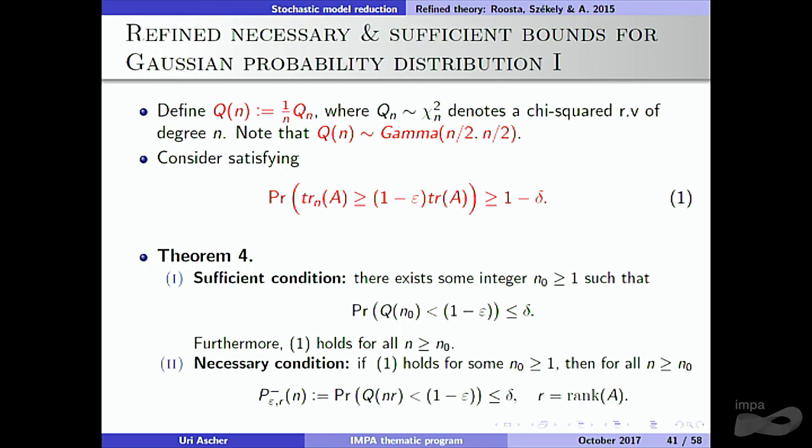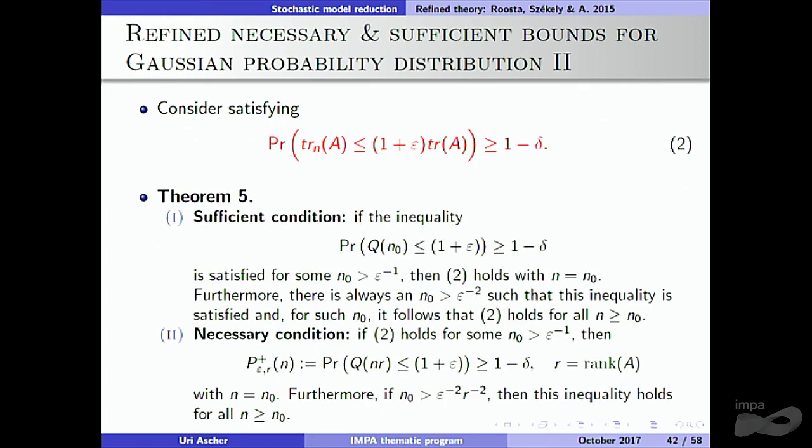It turns out that there's a theorem that Fred and Gabor Székely proved that says that a sufficient condition is as follows: there is an n0 such that the probability of this normalized chi-squared variable being less than 1 minus epsilon is less than or equal to delta. And in that case, this sort of one-sided bound also holds. Correspondingly, there's another sufficient condition for the other side, but n sub 0 should be more than epsilon to the power minus 2. So this 1 over epsilon squared does not go away.